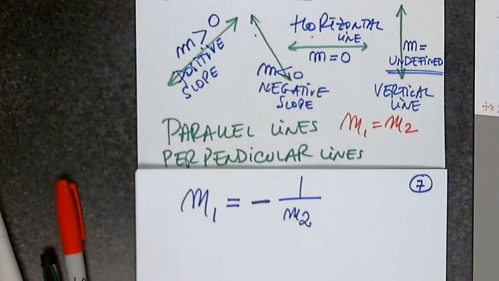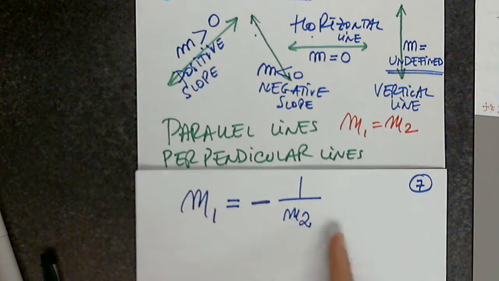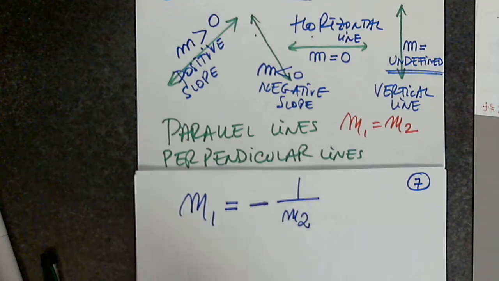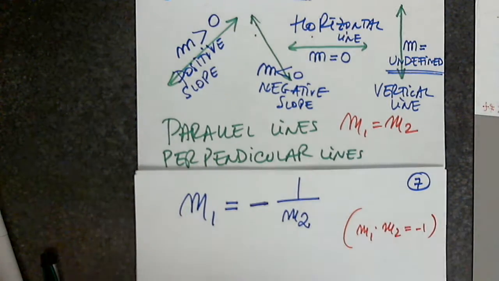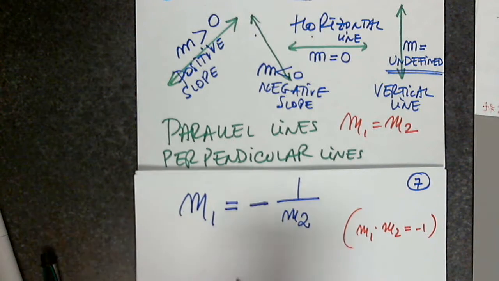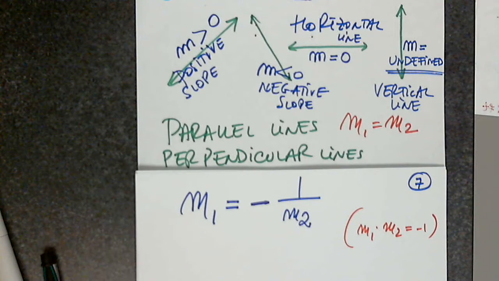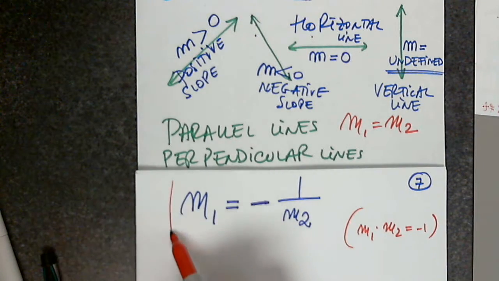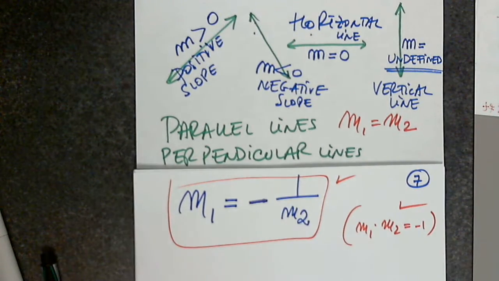I personally don't like to remember it like this. I personally like to remember it by after I cross multiply. For me, it's easier to say M1 times M2 has to equal -1. It's the same thing. So if you put 1 over here and you cross multiply, you'll get M1 times M2 equals -1. So both are the same. You choose which one you want to remember.